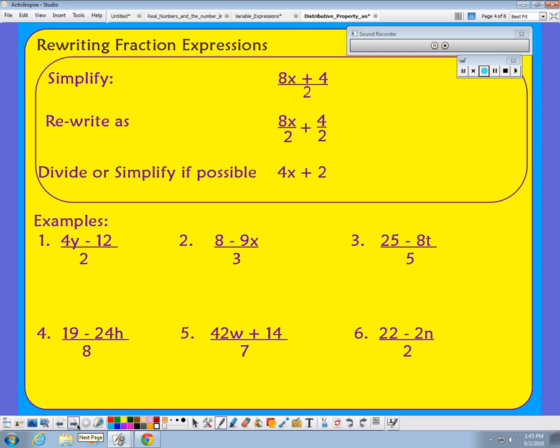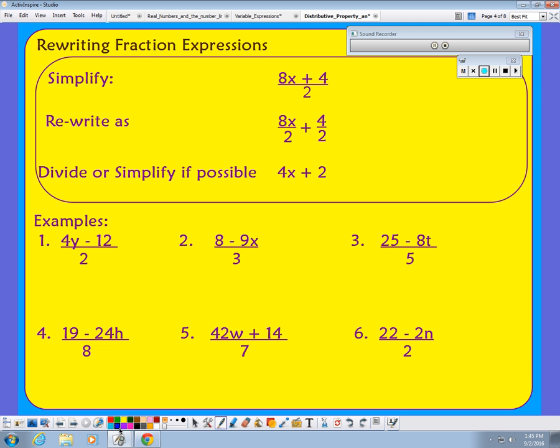Again, at any point here, if you have any questions, please write it down on your paper and ask them tomorrow in class. Now we're going to work on rewriting our fractions. I know you guys hate fractions, don't we all? But it's part of life and it's part of this class.